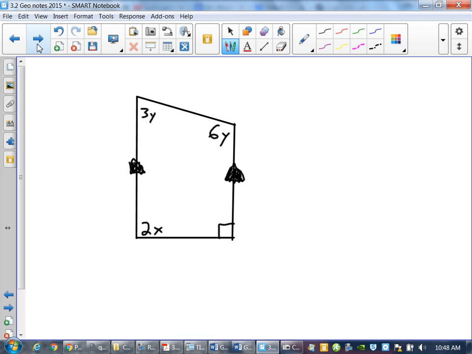Try that one. Take a second to figure out that one.